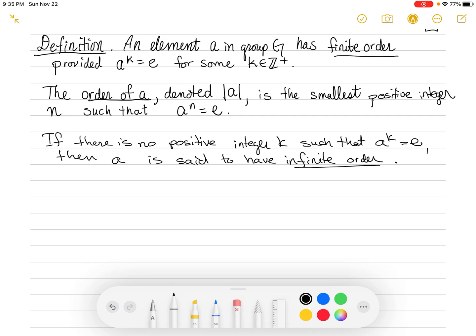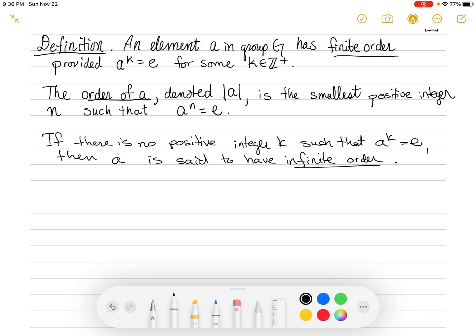The order of A, and we denote the order of A with the absolute value symbol around A, is the smallest positive integer n such that A to the n equals E. So the order of A is the smallest positive integer such that A to the n gives you back the identity. And if there is no positive integer K at all where A to the K equals the identity, then A is said to have infinite order.